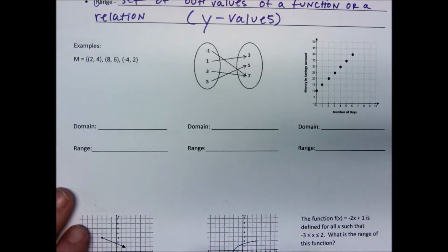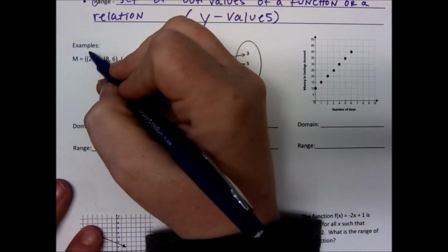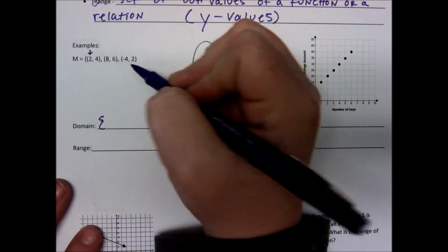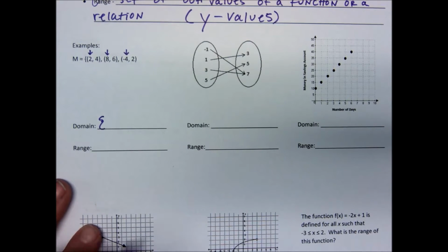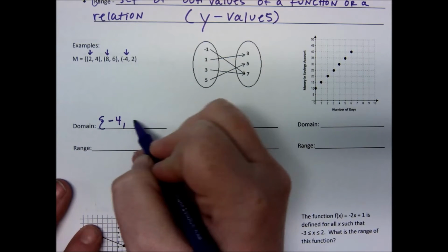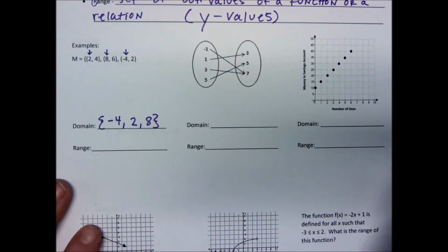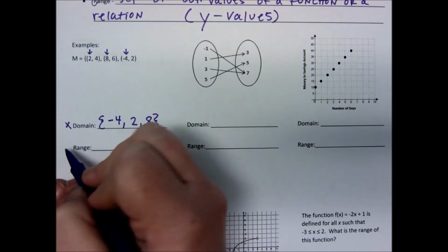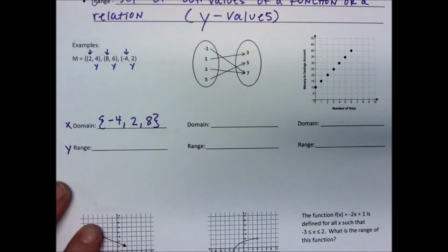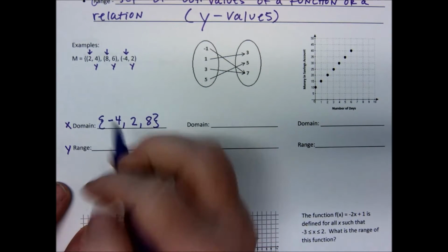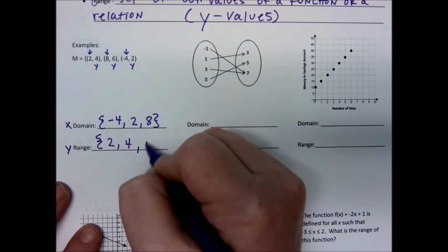So let's start with this first example. If I'm looking at domain, I'm looking at a set of numbers and I'm looking at my x values. So it would be 2, 8, and -4. And we generally write our domain and range from smallest to largest. So -4, 2, and then 8. Those were my x values, so that means it's the domain. So then range is my y values, which would be the 4, the 6, and the 2. So when I write range, again, we want to go from smallest to largest. So 2, 4, and then 6.